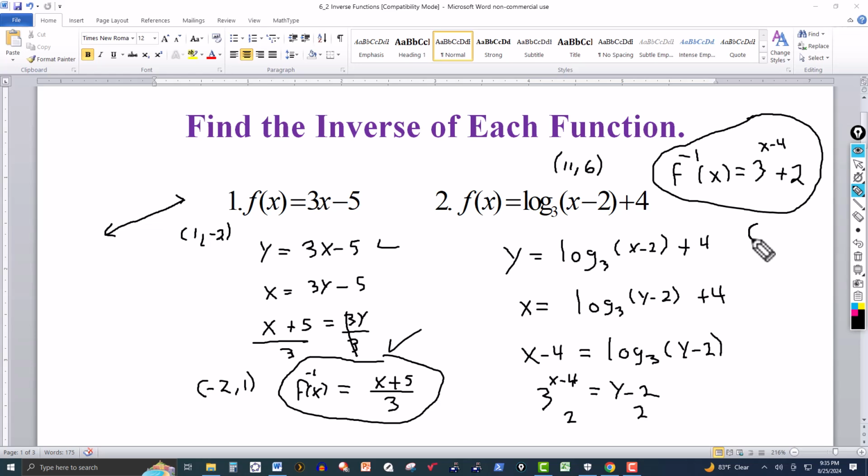So if I reverse the components of that point and make this 6, 11, based on what we said, this point should be on the graph of the inverse. So let's test it out. Put a 6 there where the x is. 6 minus 4 is 2. 3 squared is 9. And 2 more does give me 11.